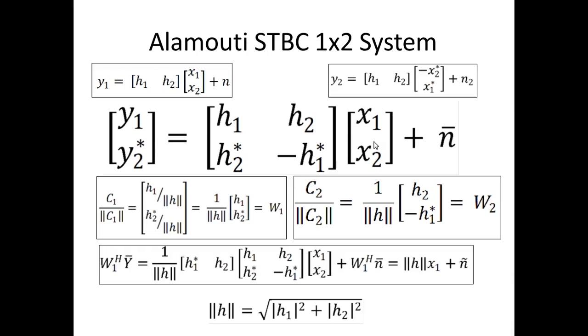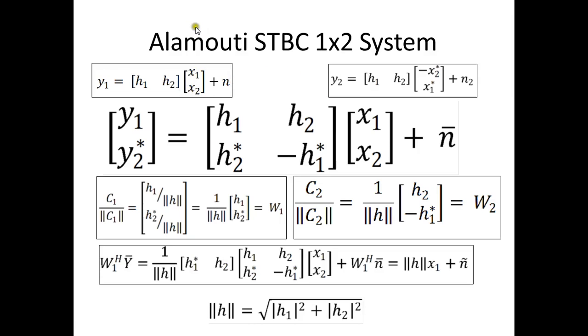Here the symbols are sent from two transmitting antennas to a single antenna in two different time instants. In the first time instant, the symbol y1 is received, and it is equal to the channel matrix, and that symbol transmitted by transmitter 1, that is x1, and the symbol transmitted by transmitter 2, that is x2, plus the noise at the receiver end.